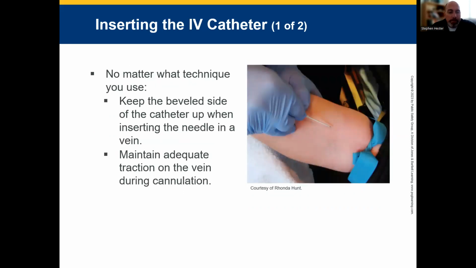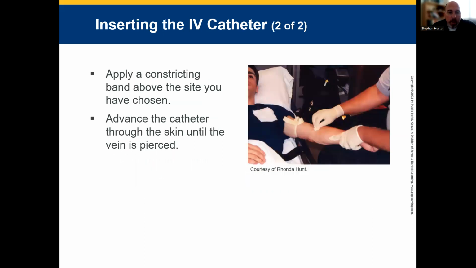So keep the bevel up and maintain adequate traction on the vein during cannulation. All right. So you probably want to apply the constriction band prior to putting the needle in. But once you've chosen the site, advance the catheter through the skin until the vein is pierced. There are many things that you can use for a constriction band. There are commercial devices out there. Some people use blood pressure cuffs, gloves, surgical tubing, anything that can cause constriction proximal to the IV site that you have chosen.